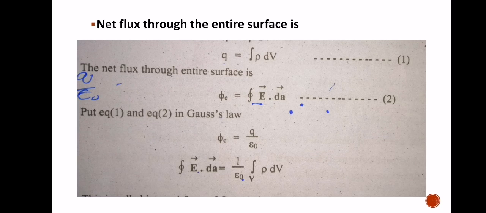Now putting both of these equations, total charge and the net flux, in Gauss's law, phi is equal to q over epsilon. Now putting the values of phi and q from equations 1 and 2, the resultant expression will be the closed integral of the dot product of electric field intensity and vector area is equal to 1 over epsilon naught times the volume integral of the volume charge density rho into dv. This is the integral form of Gauss's law.